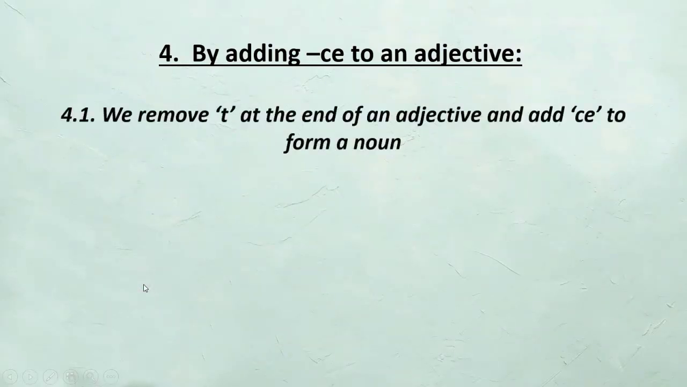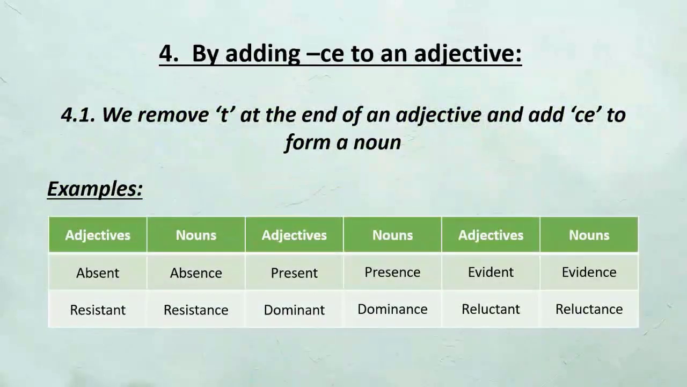There is another rule to make nouns from adjectives, that is by adding CE. CE is also a suffix to attach with adjectives for making nouns. In this rule, we just remove T at the end of the adjective and add CE instead of T. Examples.